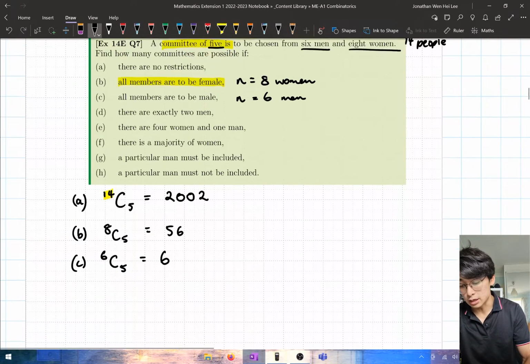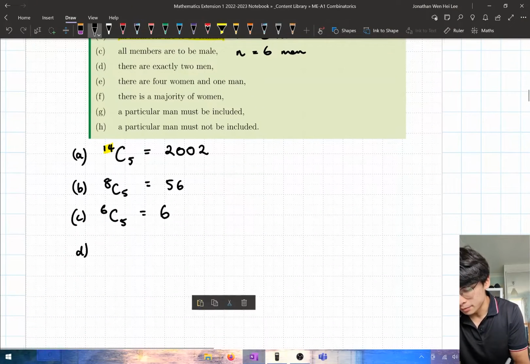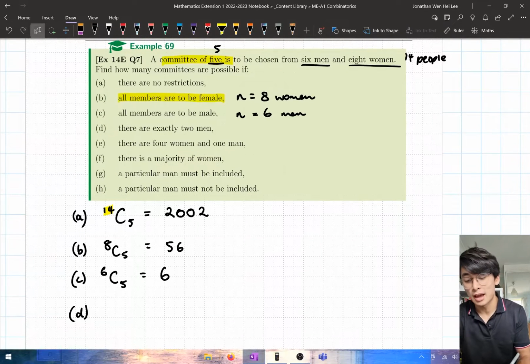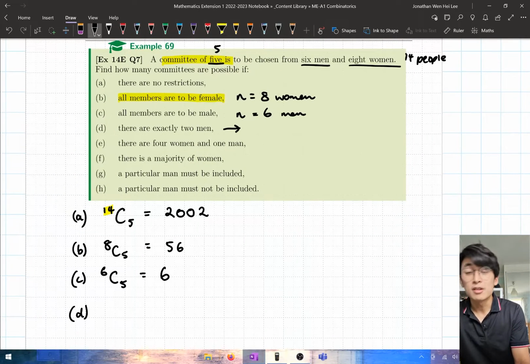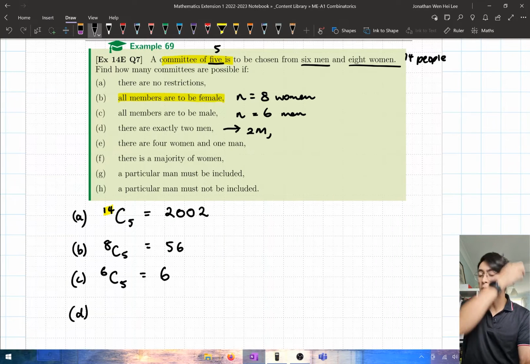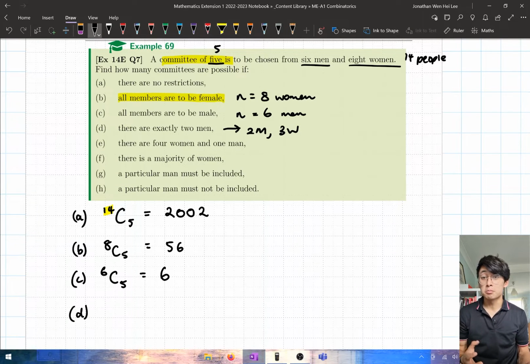Okay, D. There are exactly 2 men. Now, if there are exactly 2 men, what does that mean is happening in my committee? If there is exactly 2 men, we have 2 men, how many people are remaining in the remaining spots? Well, that means we have 2 men and 3 women, right? Okay. So what this means is then I just select the 2 men and I select the 3 women. So how do I do that?